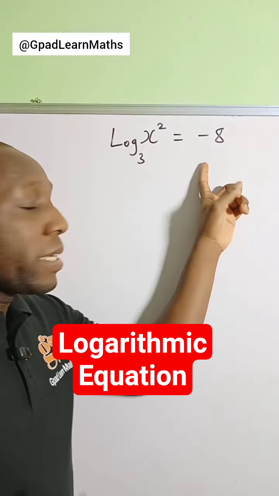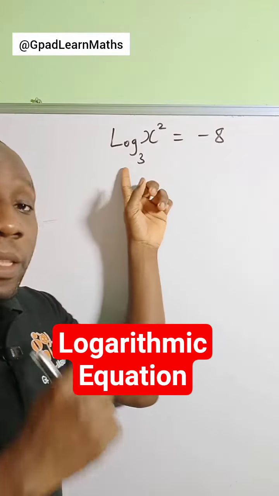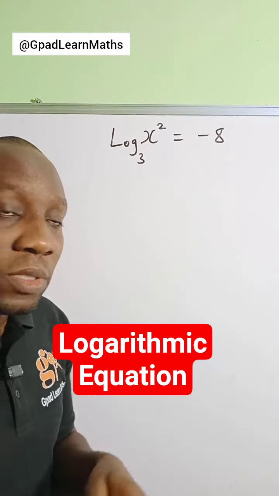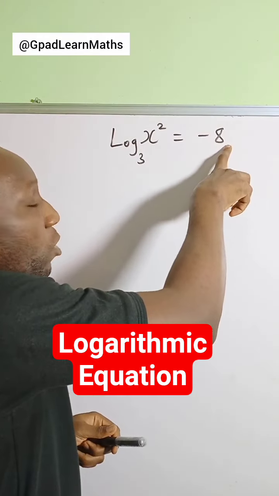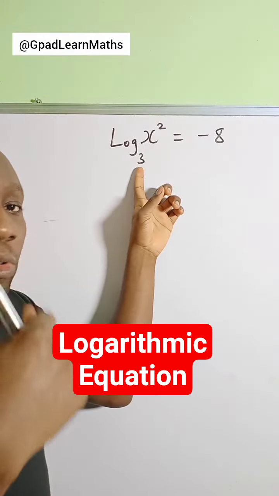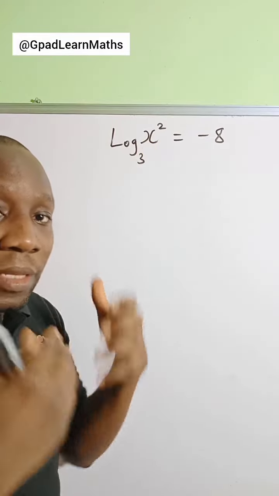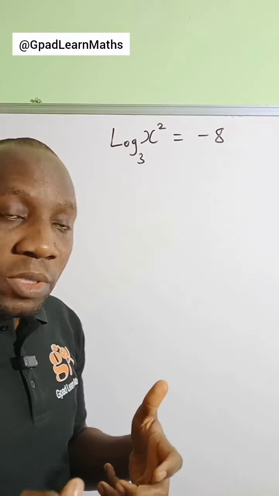Let's solve this logarithmic equation. The first thing we need to do here is to convert it from this form to an indicial equation, or an exponential equation. So how do we do that? Now, minus 8 here, the one you have on the right hand side, is the power that 3 must be raised to be equal to x squared. That is how to convert from a logarithmic equation to an exponential equation.